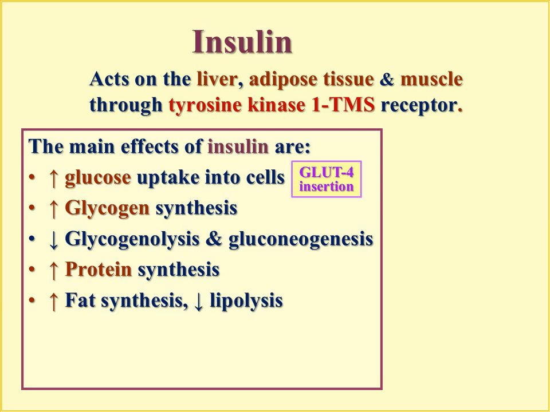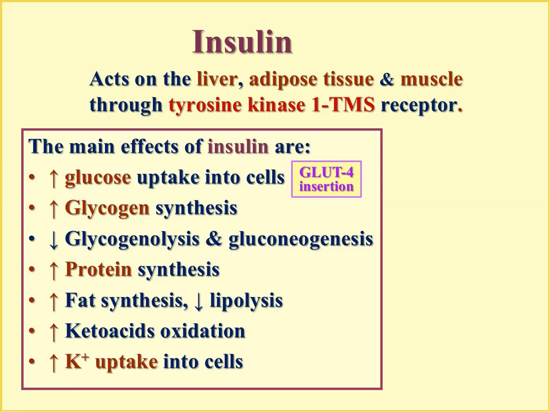Then, fat synthesis is also stimulated, and simultaneously the breakdown of lipids is suppressed by insulin. And keto acids are formed less due to less lipolysis, and keto acid oxidation is promoted, so their level becomes decreased. And finally, potassium uptake into cells also is stimulated. It's usual that when glucose is taken into a cell, potassium ions are taken into cells as well, so the level of potassium in blood decreases.